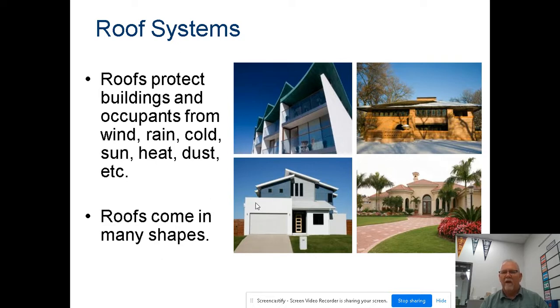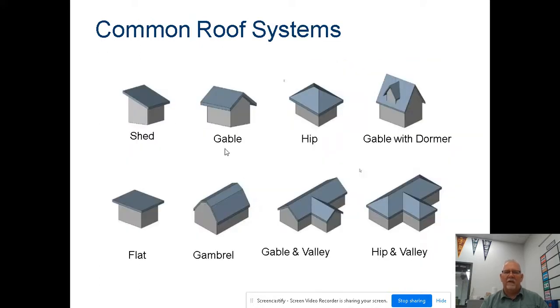Oftentimes, we describe houses by their roof style. We start looking at some different roof styles, okay? First one is a shed roof. Basically, it has slope, or it's sloping in one direction. That's our shed roof. Called that because oftentimes you have a little shed or even a big shed, and they'll put a one angled roof on that.